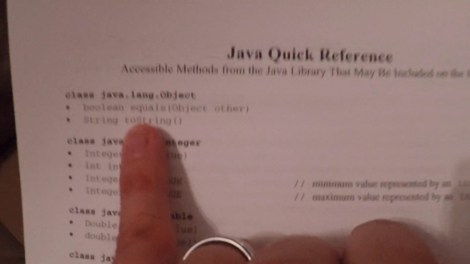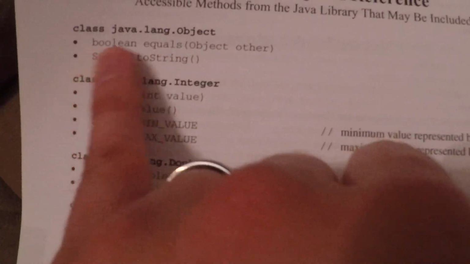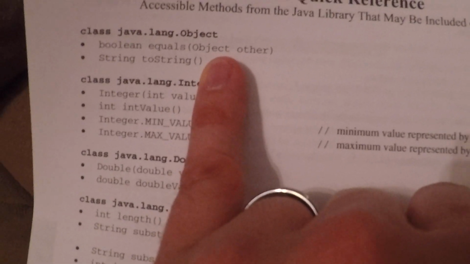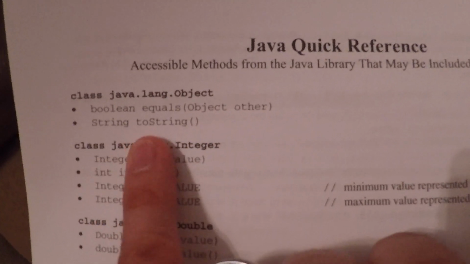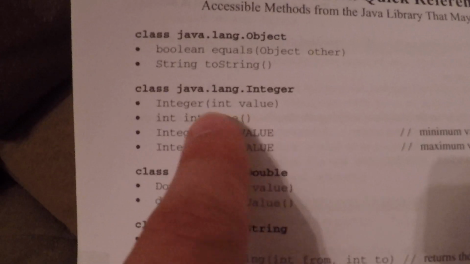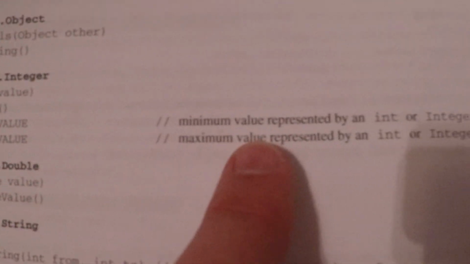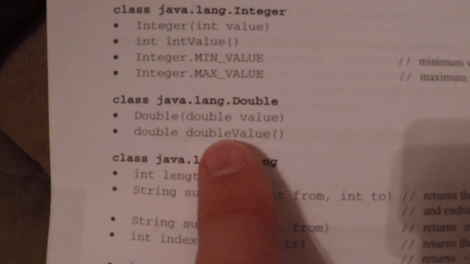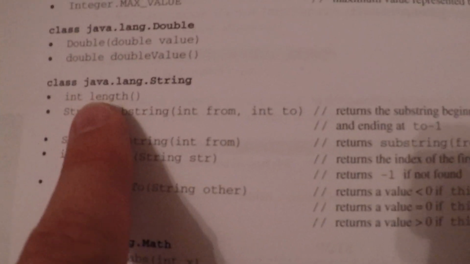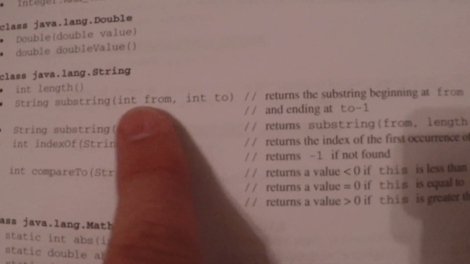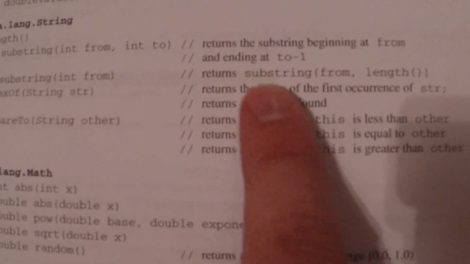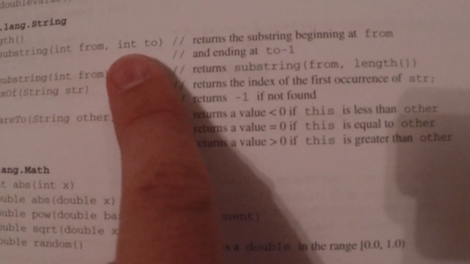It's going to be sitting next to you. It's going to remind you, if you want to use anything with objects, if you want to use equals, remember it's a Boolean, and you're going to get it as an object parameter, so don't forget to cast it. And then string to string. The integer class values, min and max, they even tell you what they're for. The double values, and then the important one, string: length, substring. They give it to you, returns a substring, and it even tells you the answer. So you don't have to memorize how to use it. These are going to be on there.